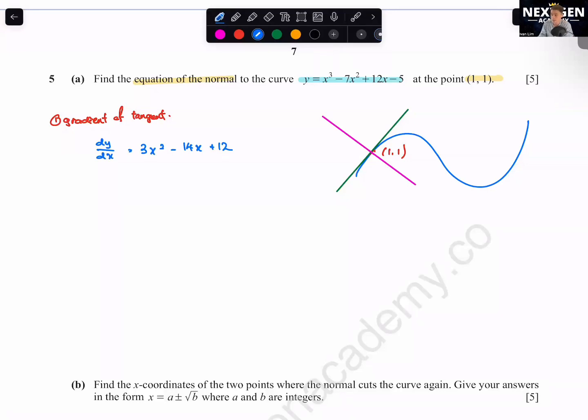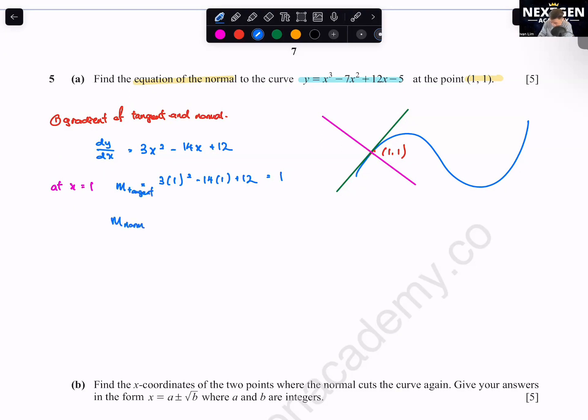After this, we are going to substitute x equals 1. So at x equals 1, the gradient of the tangent equals 3 times 1 squared minus 14 times 1 plus 12. Your gradient equals 1. Next, maybe I just write gradient of tangent and normal, so you don't have to write so many steps. This is the gradient of the tangent.